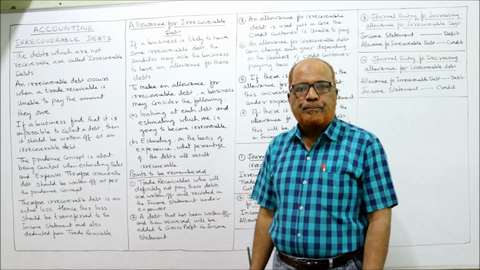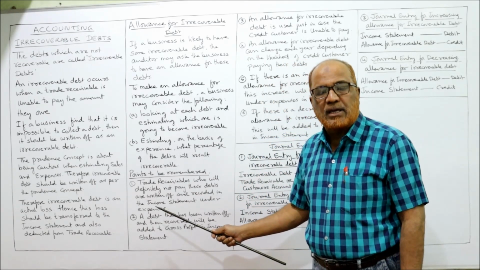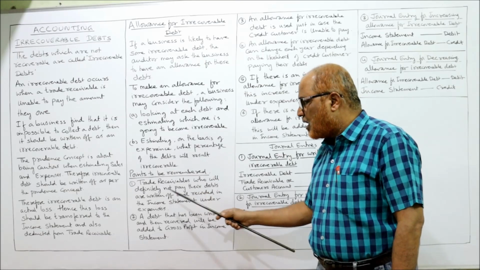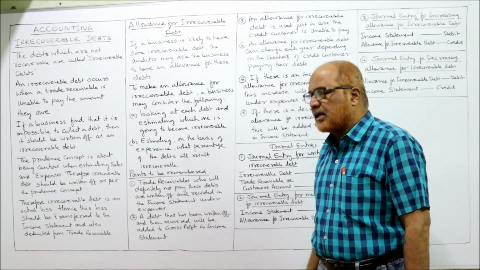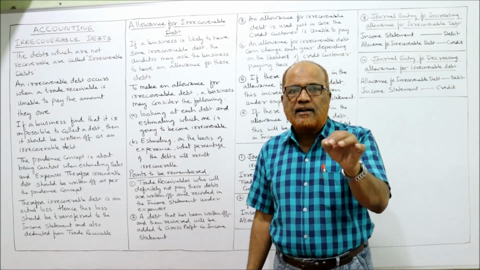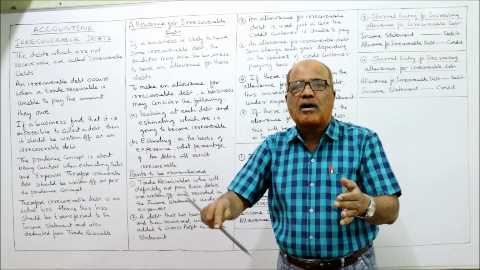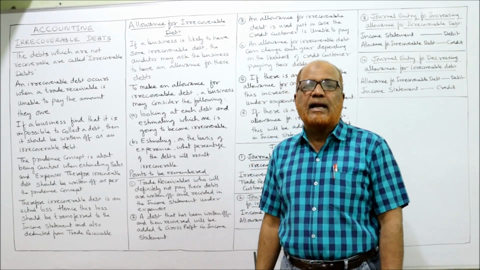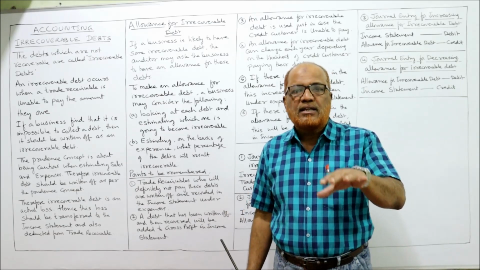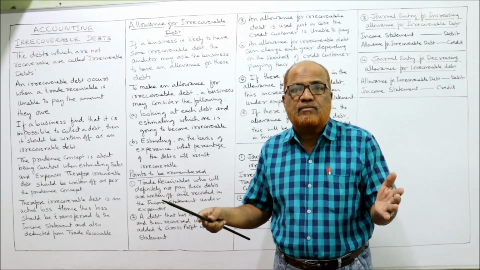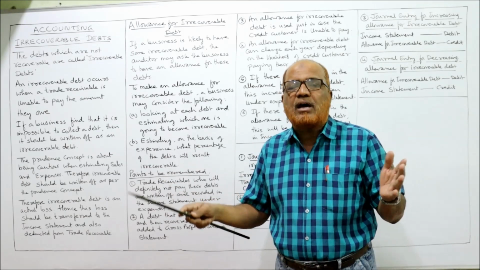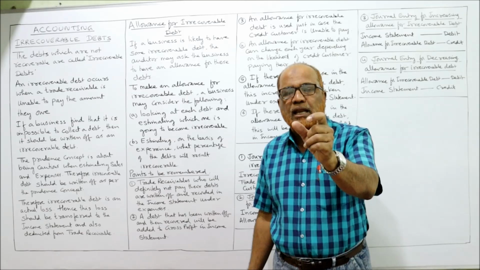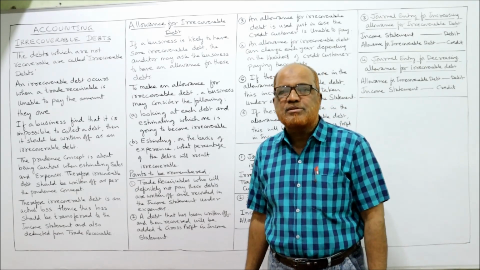Now points to be remembered. For irrecoverable debt, some points you have to keep in mind while solving the problem. Trade receivables who will definitely not pay their debts are written off and are recorded in the income statement under expenses. Trade debt means the amount which is due from credit customers. So if a business thinks that the amount due from a customer may not be received, we cannot recover the amount, the business will write off the irrecoverable debt. And this irrecoverable debt will be taken under expenses in the income statement.